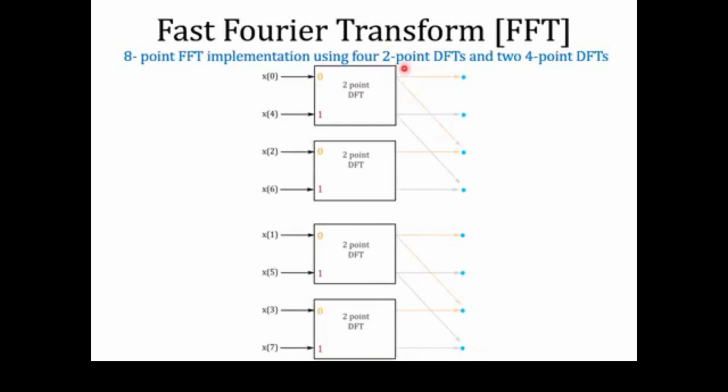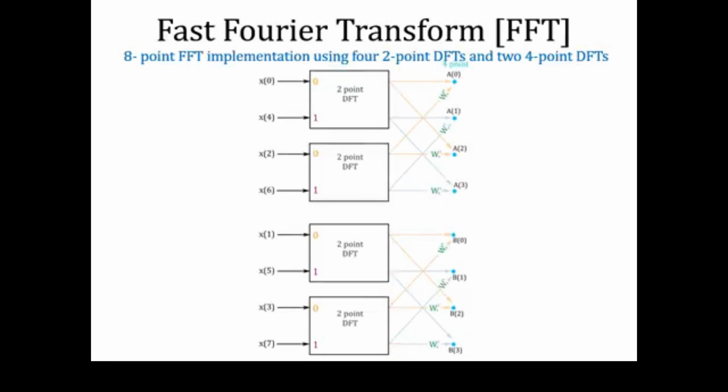So for that purpose, these 2-point DFT outputs will be used here for addition. Similarly, these 2-point DFT outputs will also be used here for addition. In a very similar way, the sample values produced by this 2-point DFT output will be used here for addition, and these sample values will also be used here for addition.